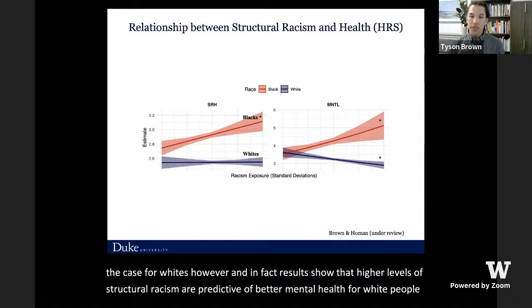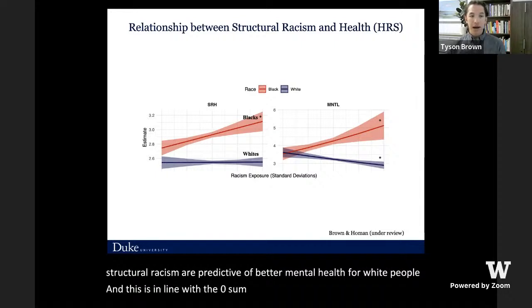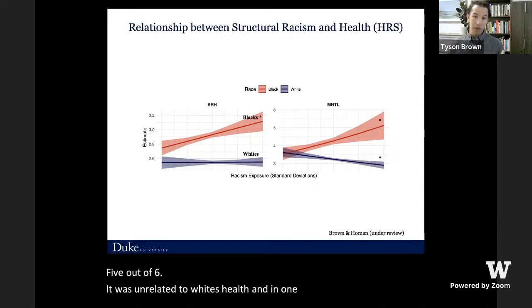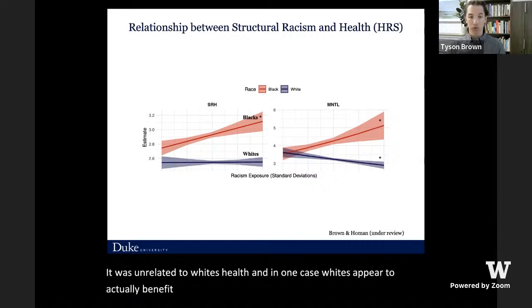And this is in line with the zero-sum or conflict perspective. And so just to recap, 6 out of 6 times structural racism was harmful for Blacks, 5 out of 6 it was unrelated to whites' health. And then in one case, whites appear to actually benefit from higher levels of structural racism.